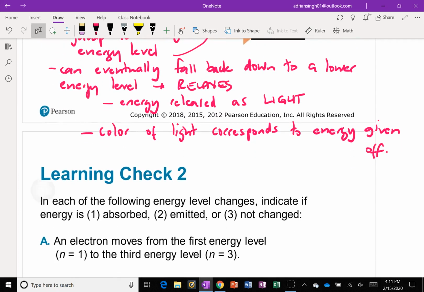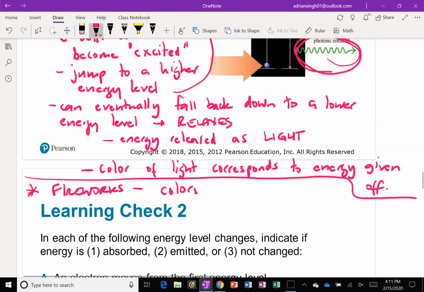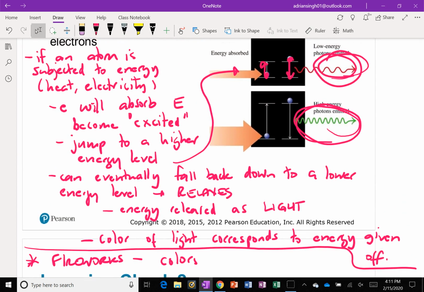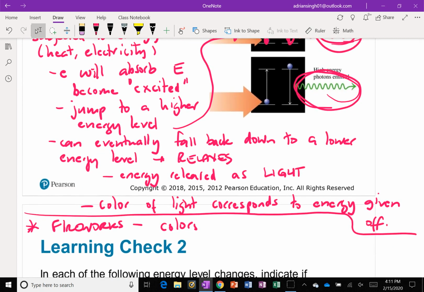And that may seem somewhat far-fetched, but we actually see examples of that all the time. So for instance, fireworks. The different colors that you see correspond to all of those electrons falling back down, relaxing, and giving off their energy in these different colors that you observe. So if you see blue fireworks, that means that particular substance is giving off a lot of energy. If you see red fireworks, it's giving off a lower amount of energy.